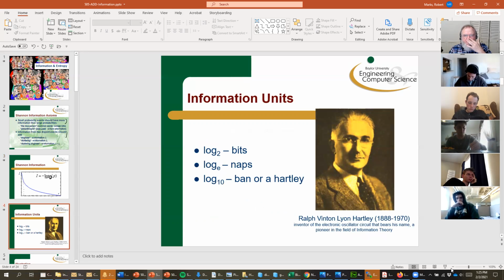But there are also other units. Log base 2 gives bits. If you take the log base e, information is referred to as nats. And log base 10 is a ban or a Hartley. Hartley was also a genius who worked at Bell Labs.